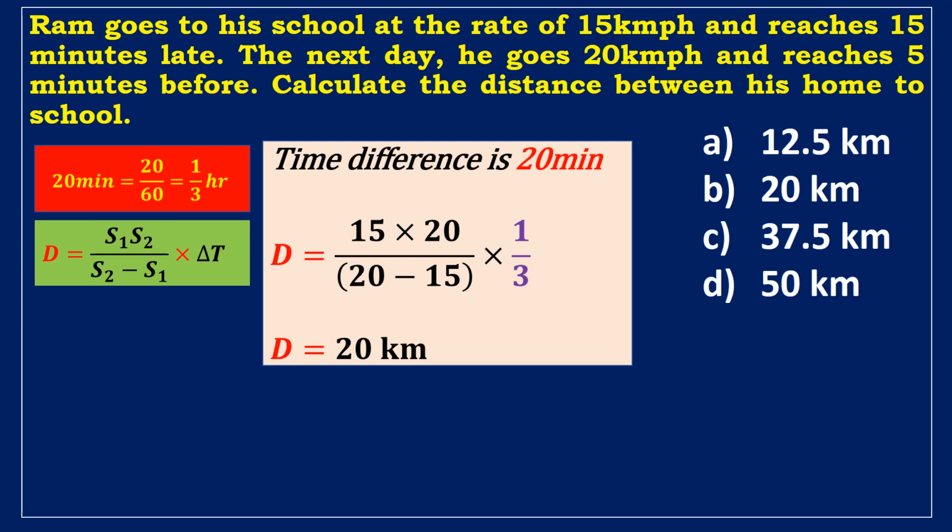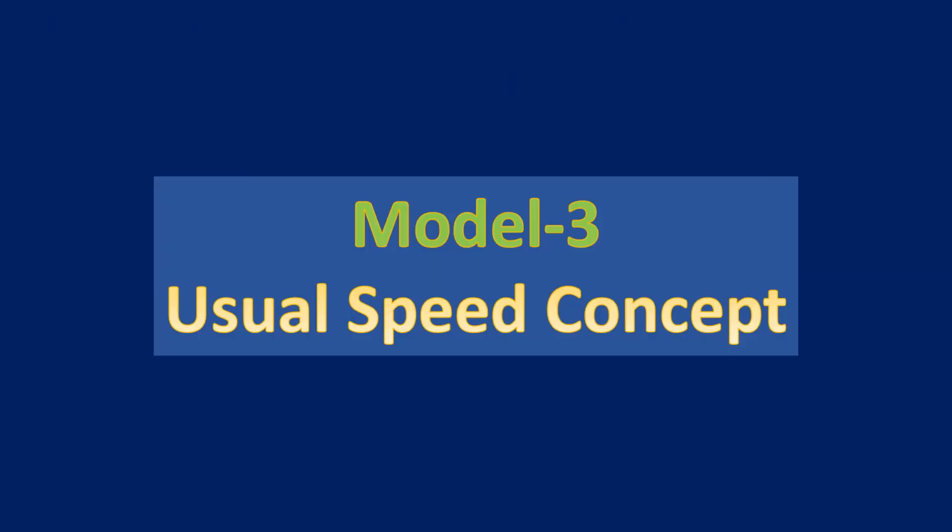When we have the total difference in time for 2 journeys at 2 different speeds for traveling a certain distance, the distance of the journey is equal to S1 S2 divided by S2 minus S1 into del T. Substituting these values in the equation, we get a distance of 20 kilometers. Model 3. Usual speed concept.